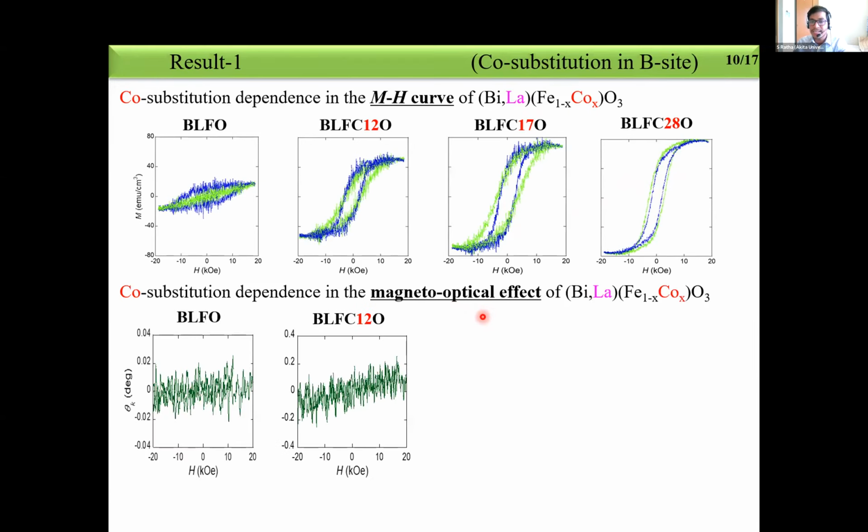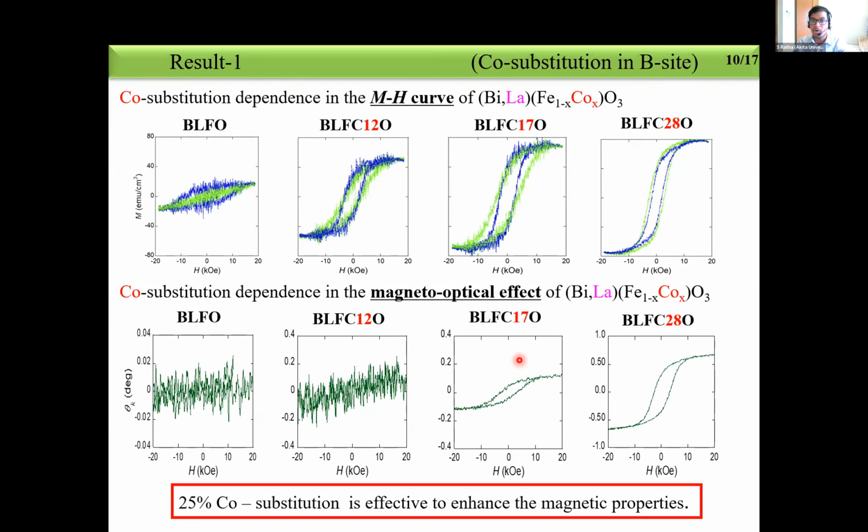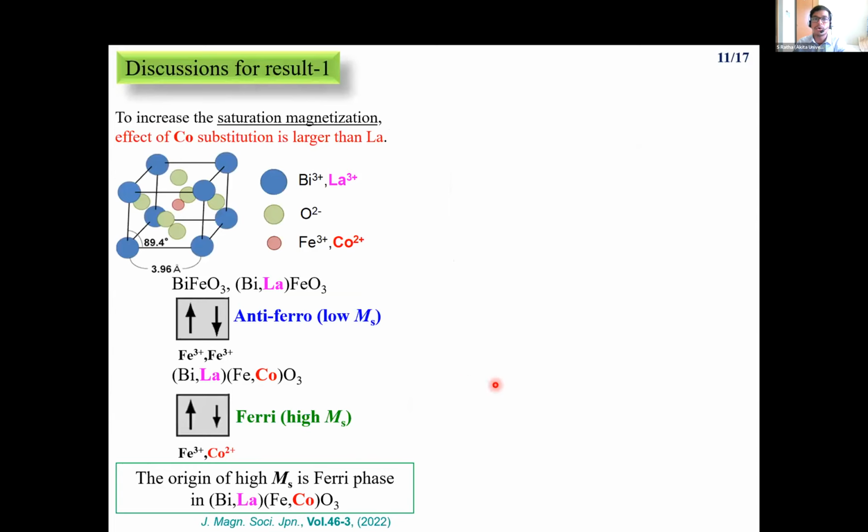So you can see with increasing cobalt concentration, the coercive effects are also getting enhanced. That means the optimized cobalt concentration should be around 25%. So I completed the B-side substituent, that is cobalt, and what percentage? That is 25%. Now I'll go to the A-side substitution.